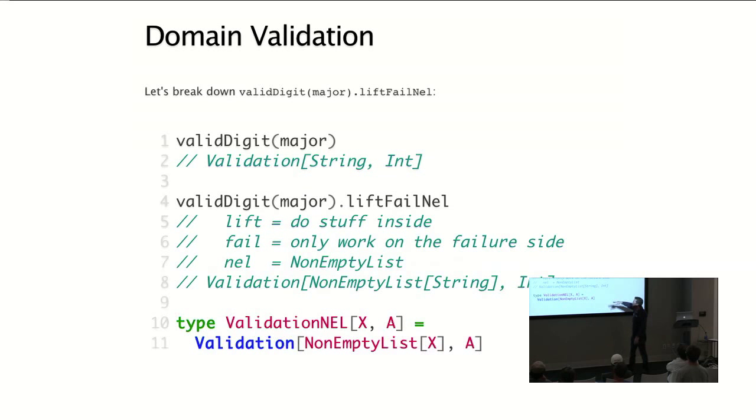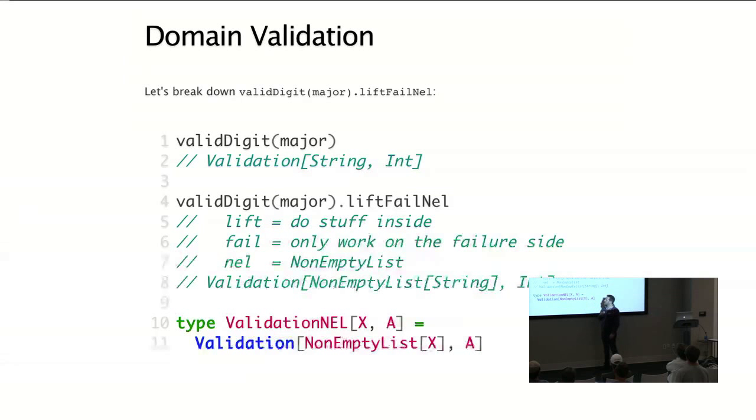All that does is it takes a Validation[String, Int] and produces a validation where the failure type is now NonEmptyList of String. So String goes to NonEmptyList of String. That's all it does, just like you might have String to List[String]. And so this list, if it was a failure, just has one thing in it.